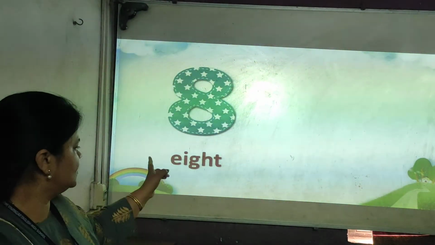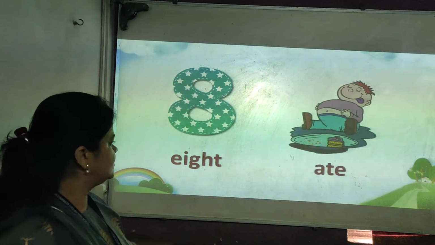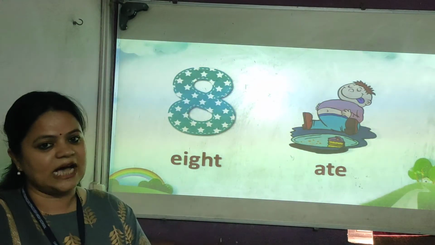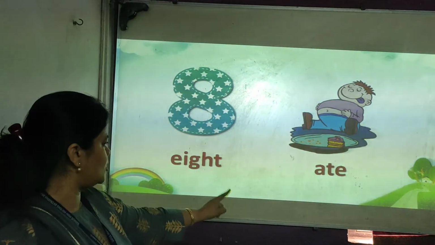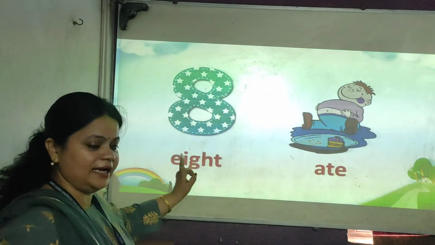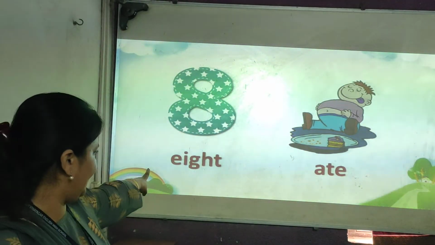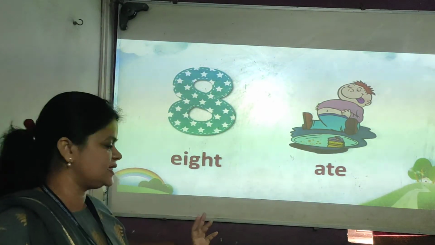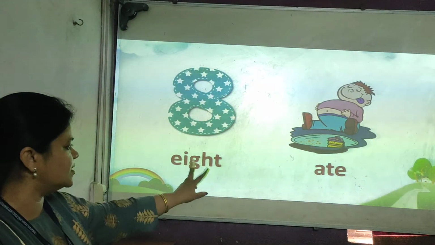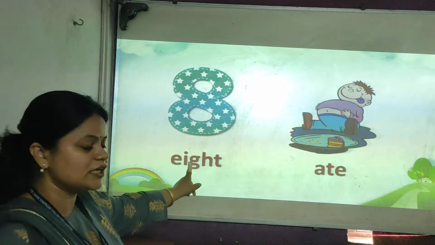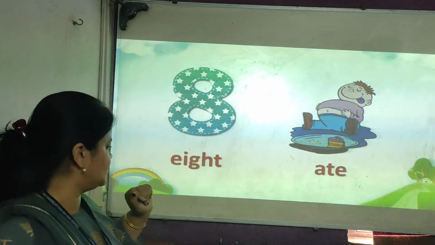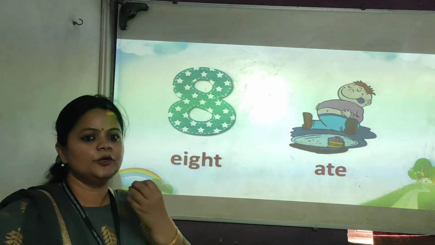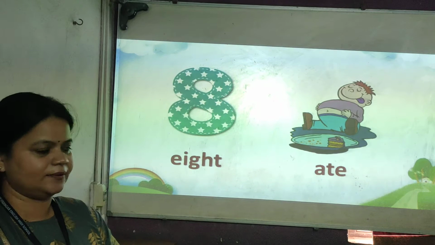What do you see here? It's an eight and ate. Eight and ate, when you read, sound the same, but both of them have different meanings and different spellings. Can you see in this? E-I-G-H-T and A-T-E. When you read, it sounds the same, but when you see, both words are different from each other. Meanings also different and spellings also different. Eight is a numerical number, whereas ate means you have eaten. You have ate something.